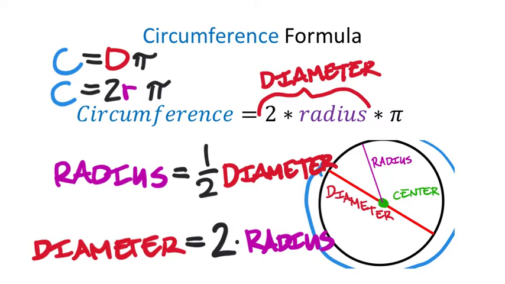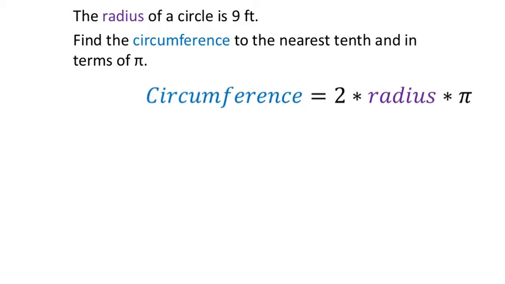So, there is our circumference formulas if we are given radius or diameter. But for the most part, we're going to be seeing this as 2 times radius times pi. So here we have the radius directly. The radius of the circle is 9. I have the formula, and I'm going to replace the radius here with 9.